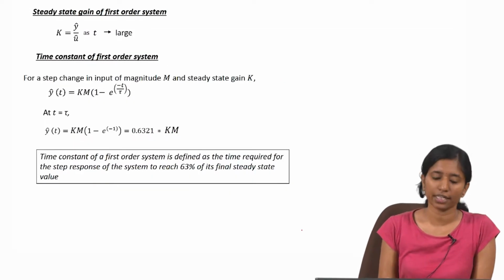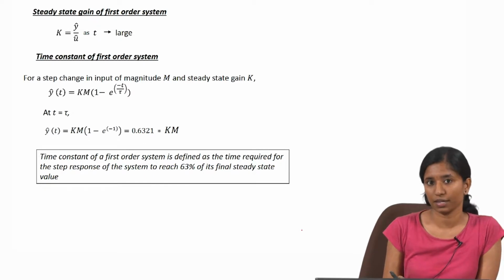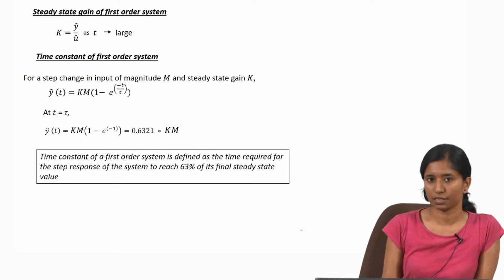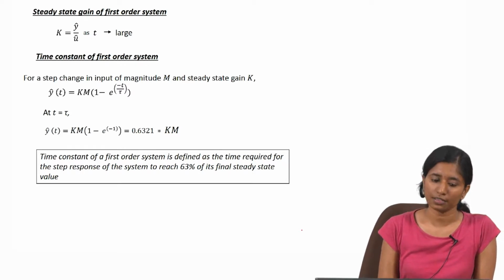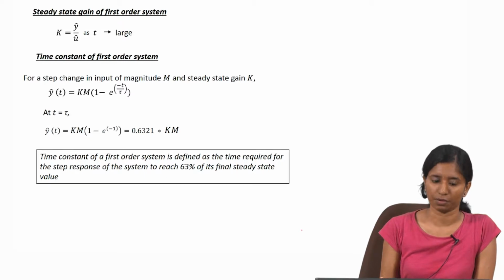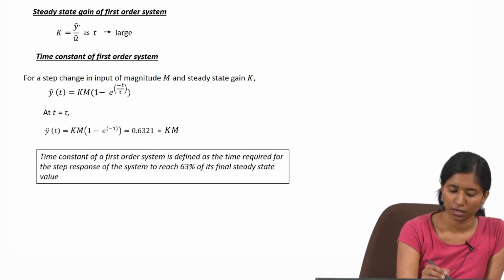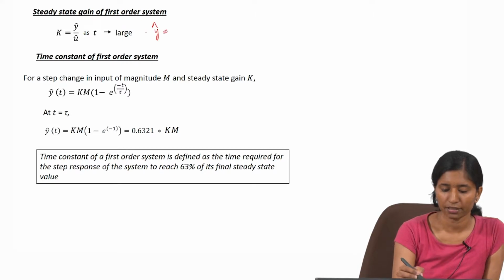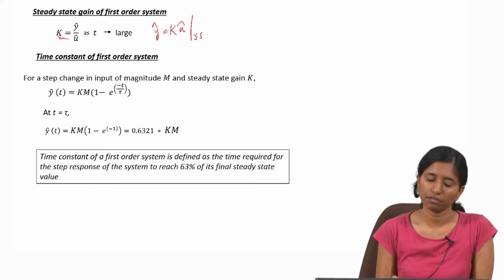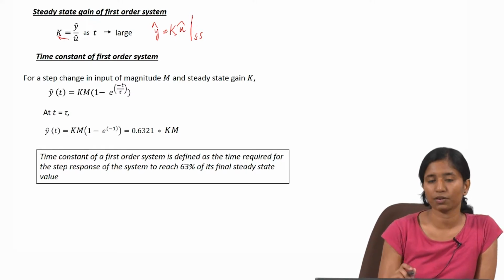Coming back to the steady state gain, the steady state gain of a first order system, as I said before, relates the output of a system to the input of a system at steady state. What we mean by steady state is, when time tends to infinity, what will be the value of the response. So, the value of the response, that is y hat, is determined by k times u hat at steady state. This k is also known as the process gain.